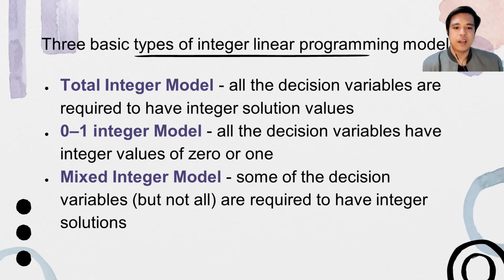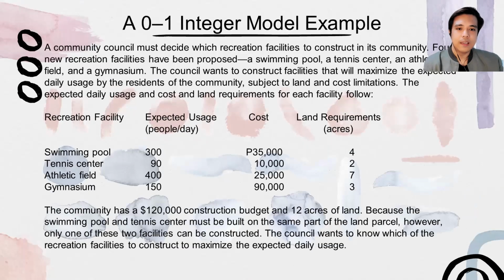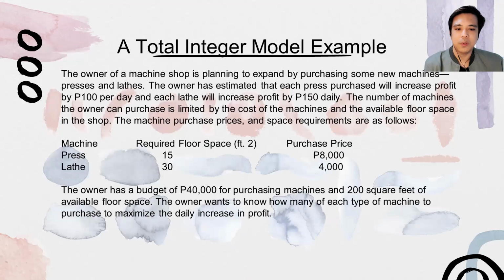All right. So I prepared three problems. First, we have the problem on the total integer model, then the 0 to 1 integer model, and finally the mixed integer model. But I have to share my screen for the Excel file. So let's do it one model at a time. Let's have the total integer model example.